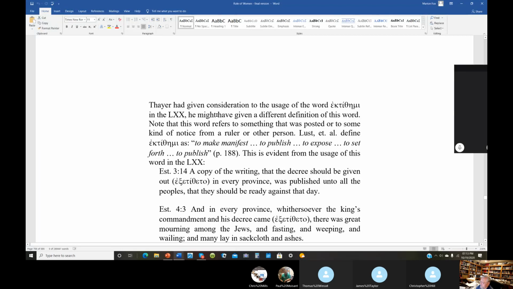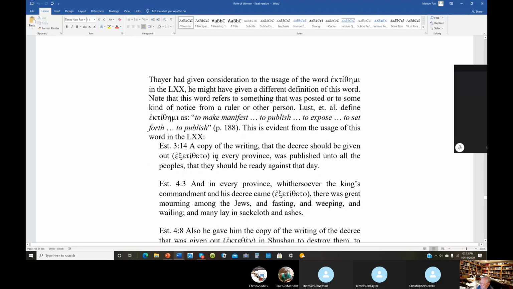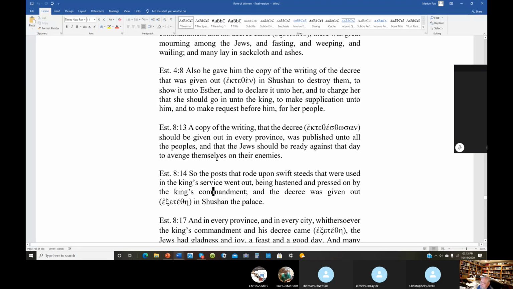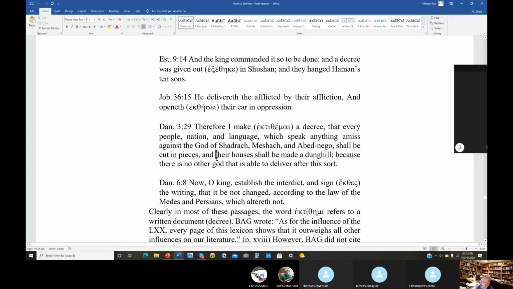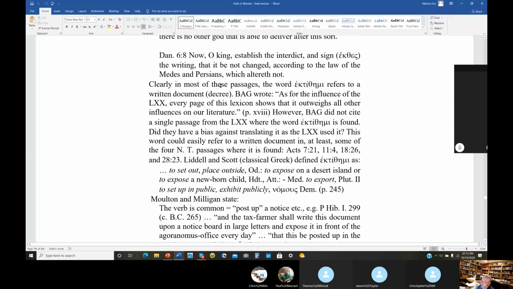Okay. So, Lust, and that's a man's name. That's a Septuagint, an LXX lexicon, and they define it as to make manifest, to publish, to expose, to set forth, or publish. That's how it's used in the Septuagint. And here are all the passages where it's found in the Septuagint. Interesting. I list every single one of them, and I put the Greek form, I put the English translation of it, and I put the Greek every time it's found right there so you can see it. In most of these passages, the word refers to a written document.